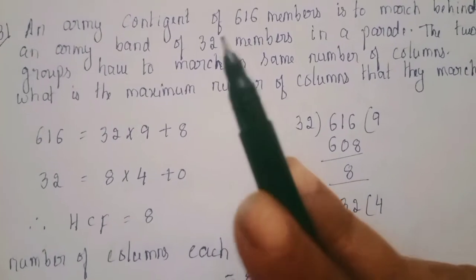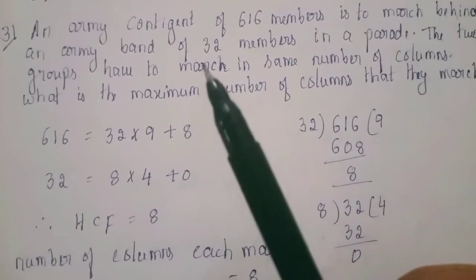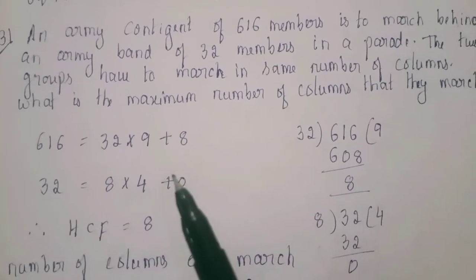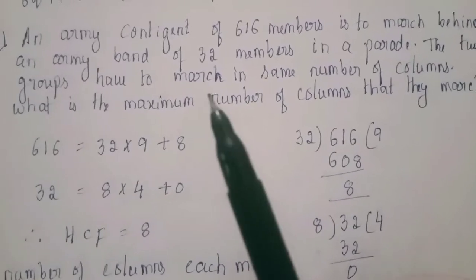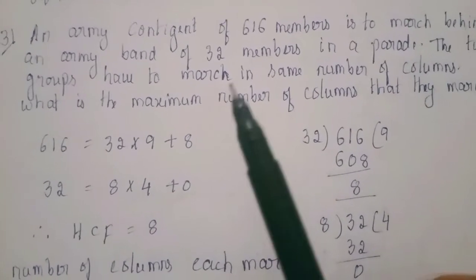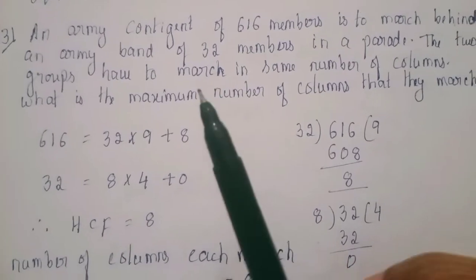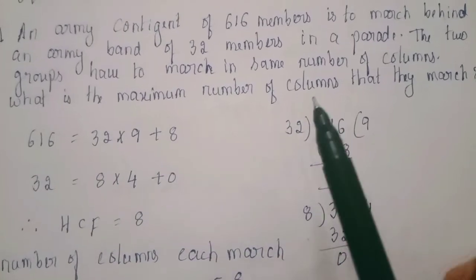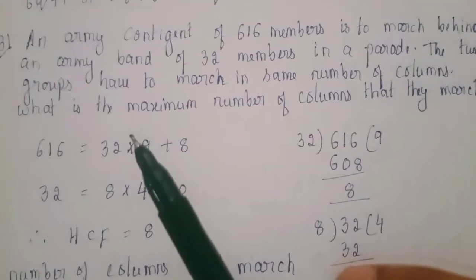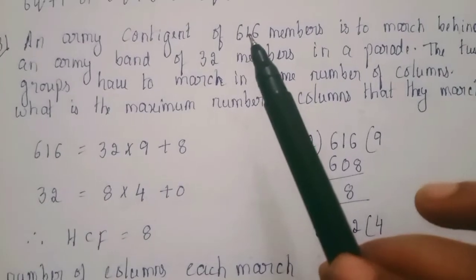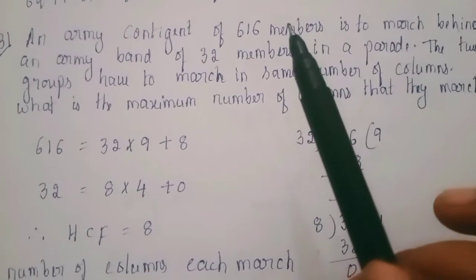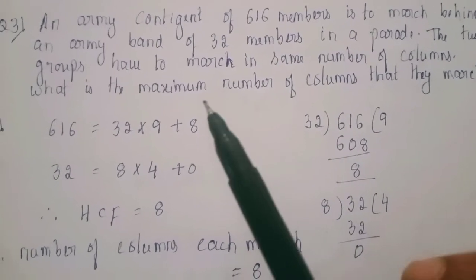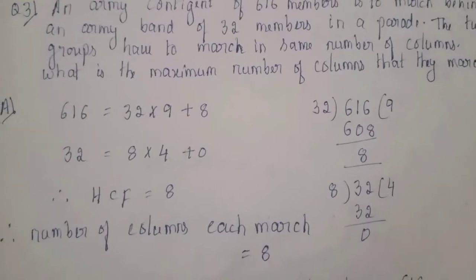So two points you have to remember. One point is, if there is a concept of separation in the question, then you have to start with HCF. And another thing, if you feel that the answer required is less than these two numbers, then also it is HCF. Here he is asking what is the maximum number of columns that they march. The number of columns cannot be more than 616 or more than 32, so it will be less than these two. With this you can conclude that I have to do HCF for this question. So let us start HCF.